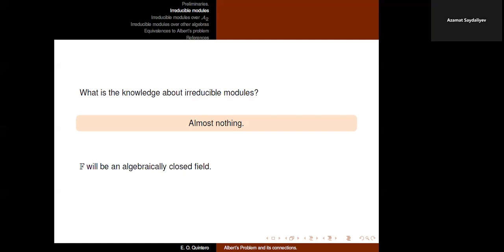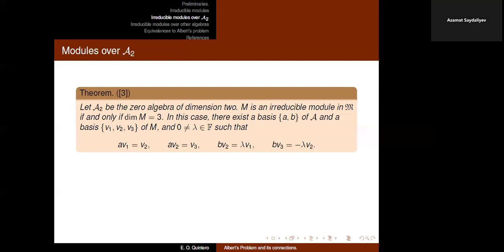Now F will be an algebraically closed field for the rest of the talk. Firstly, the modules for A2, the zero algebra of dimension 2. We have that M is an irreducible module in the class of the commutative power-associative algebras if and only if the dimension of the module is 3.